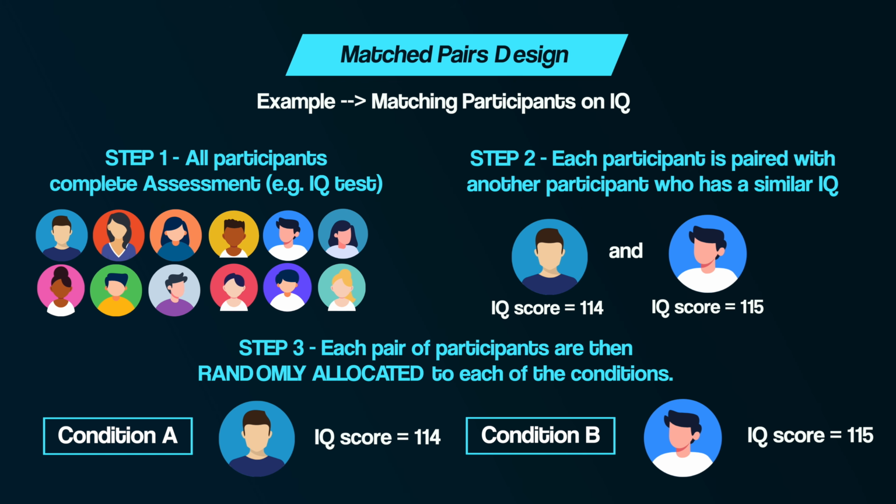Then, one participant from each pair is randomly allocated to each of the conditions. The researcher doesn't decide which of the pair goes into each condition because that would be bias. It needs to be randomly done.